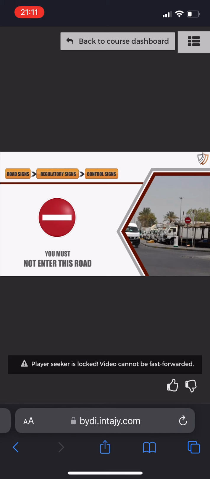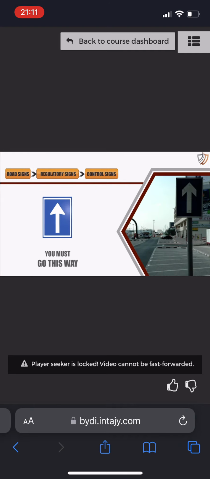Motorists should not enter the road where the sign is posted. Violation of this sign can lead to a serious accident and may attract fines. You must go this way.